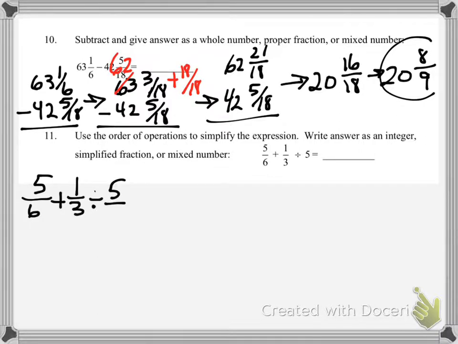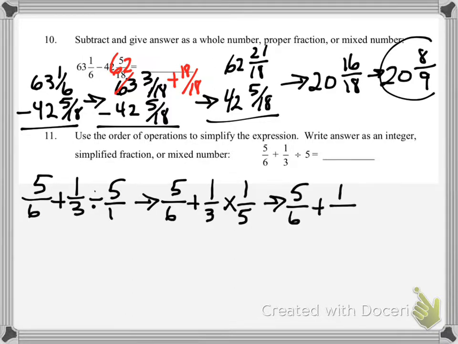1/3 divided by 5, or 5 over 1, well, that's the same thing as saying 1/3 times 1 over 5. I'm going to go ahead and do my multiplying first. That leaves me with 5/6 plus 1 over 15. I need a common denominator. In this instance, the least common denominator between 6 and 15 is 30.